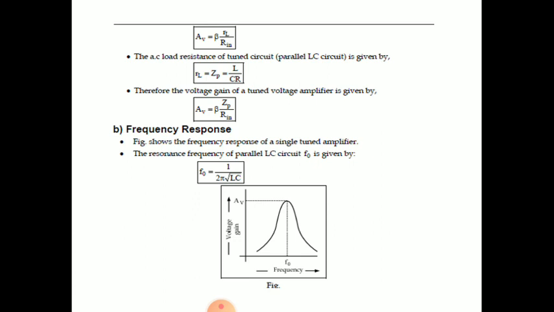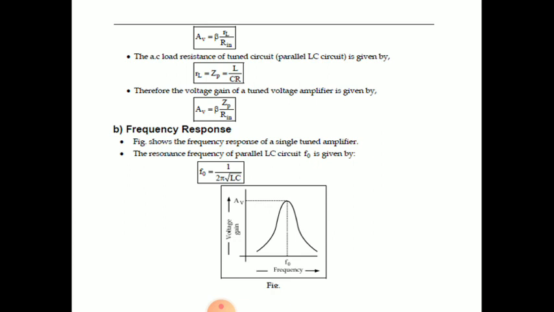Now just see the introduction, that is, the voltage gain is beta into RL by Rin. The AC load resistance of the tuned circuit, that is the parallel LC circuit, is given by RL equal to Zp, that is L by RC. Therefore the voltage gain of a tuned amplifier is given by Av equal to beta into Z parallel by R input. In the frequency response, the maximum voltage gain occurs at a particular frequency f0. After f0 and before f0, there is a steep decrease in the voltage gain.